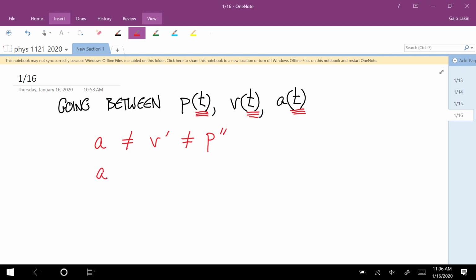the relationship that we have is that A is the time derivative of velocity, and the second time derivative of position. The independent variable has to be time.